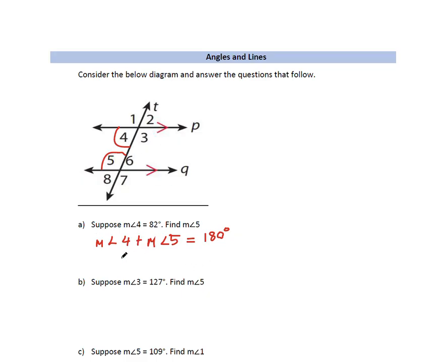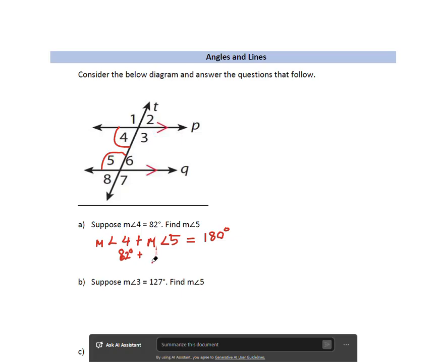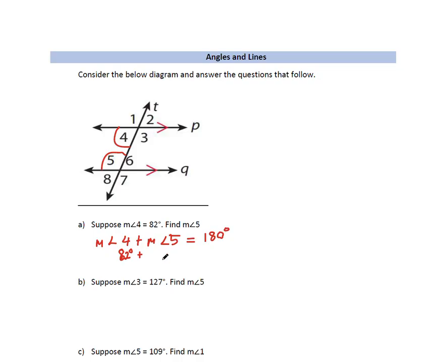Since we're given angle 4 in the question, angle 4 is 82 degrees. So 82 degrees plus the measurement of angle 5 should give us 180 degrees. This is easy to find since we now have only one unknown, the measurement of angle 5. So 82 plus the measurement of angle 5 is equal to 180 degrees. What we're going to do is make the measurement of angle 5 the subject, because that's what we're solving for.